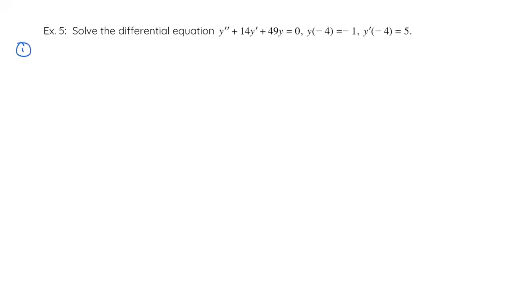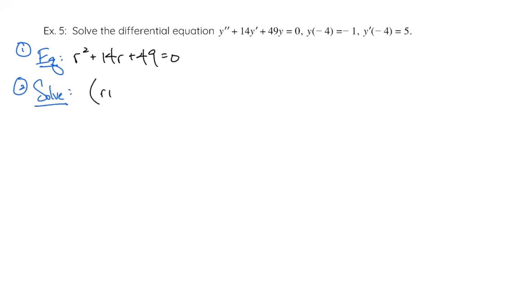So let's solve this differential equation. And we're going to solve it by writing our characteristic or auxiliary equation. We're going to get r squared plus 14r plus 49 equals 0. And I think we can see from there that this is going to give us a repeated root. In fact, this is (r plus 7) squared equals 0. And so we obtain a single root of r equals -7.